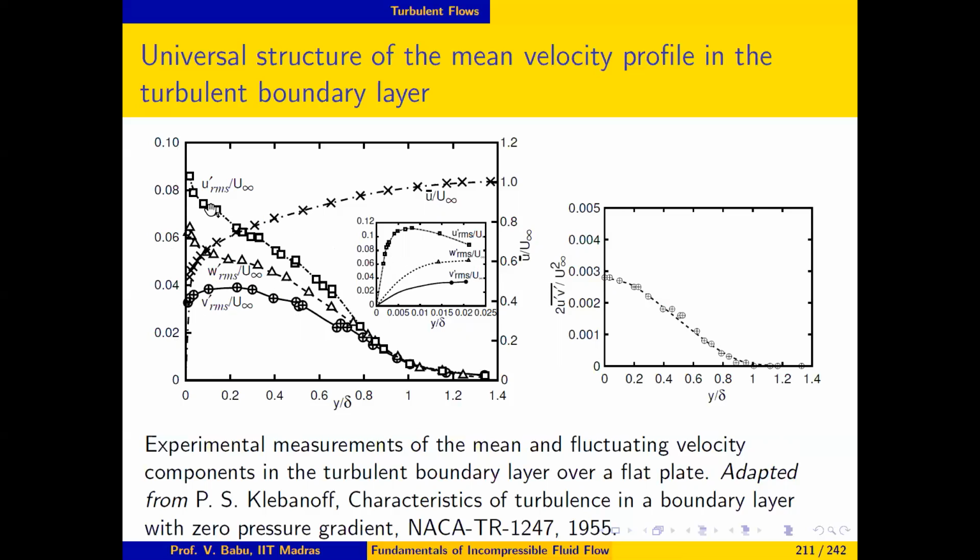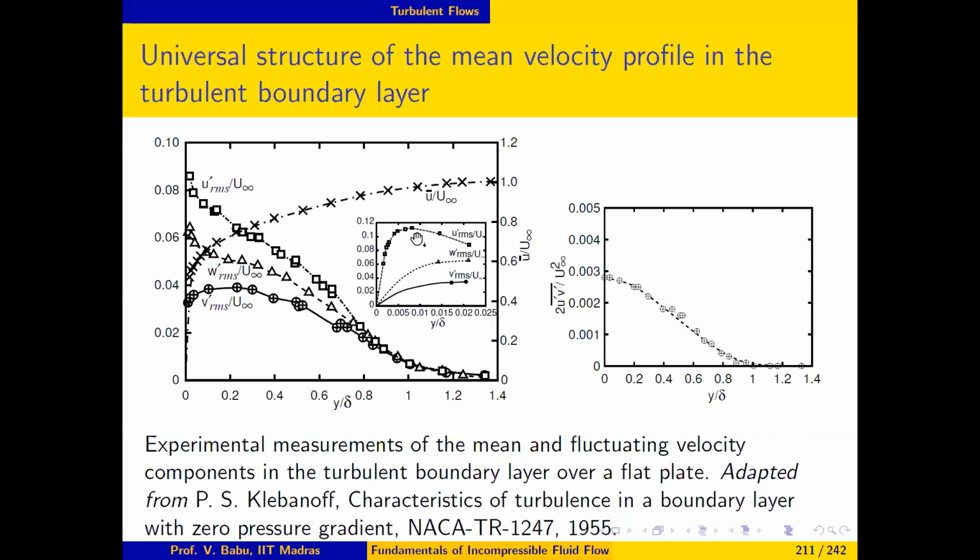Although U prime seems to increase monotonically in this graph, a close-up view of the experimental data within a shorter distance shows that U prime increases and reaches a maximum at a y over delta of about 0.01 or so, and then begins to decrease because of the presence of the wall. And we see the same effect with W prime as well as V prime. So all the fluctuations go to zero right at the wall, and they reach a maximum and begin to decrease very close to the wall.